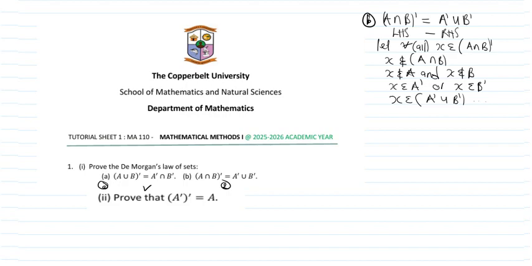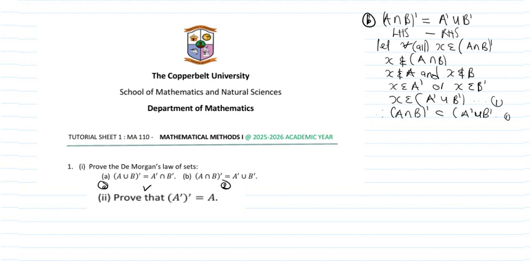From what we have just found as equation 1 here, we can simply conclude to say, therefore, what we started with, that is A intersection B complement, is a subset of what we have found there, A complement union B complement. So this is our equation 1.